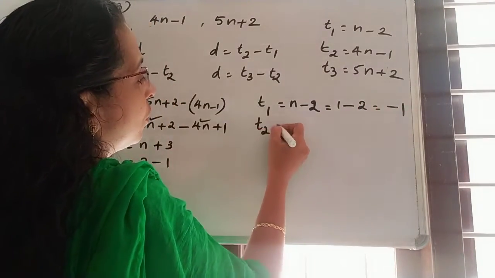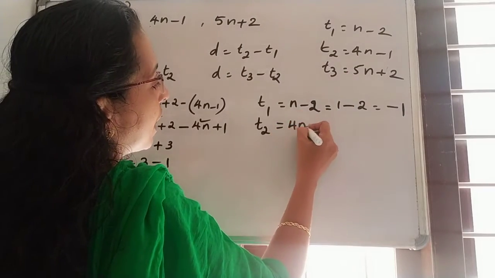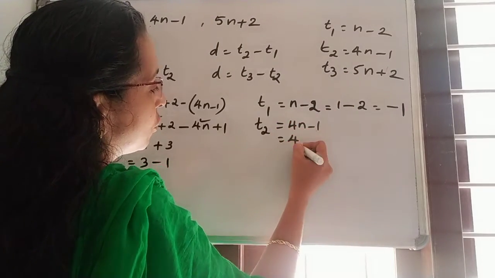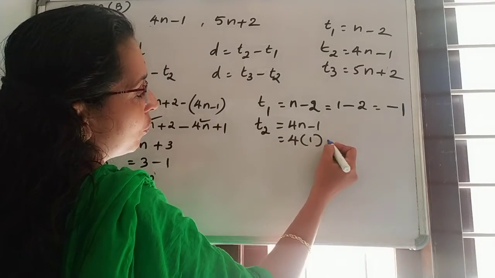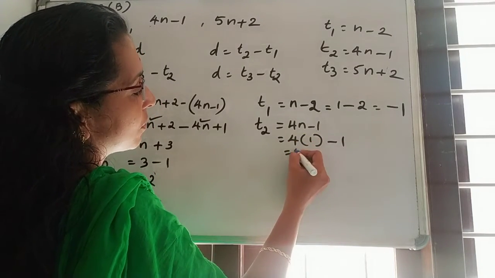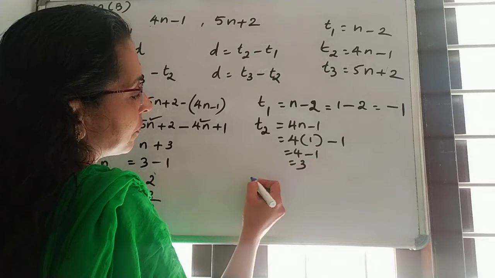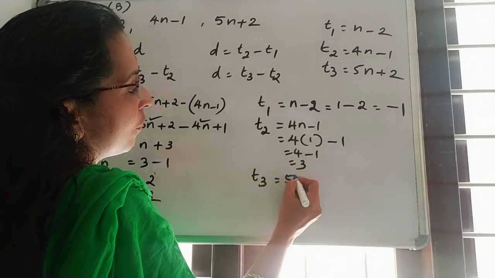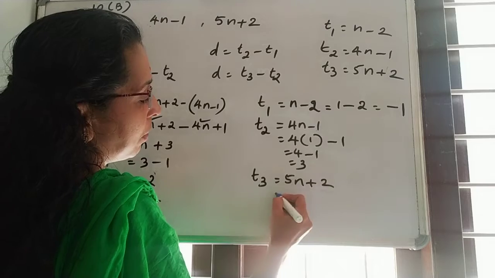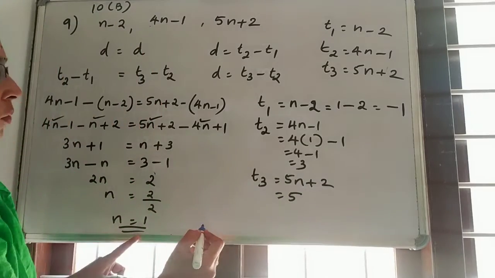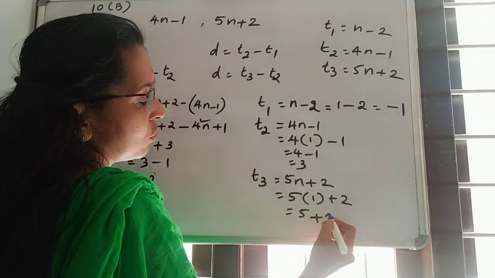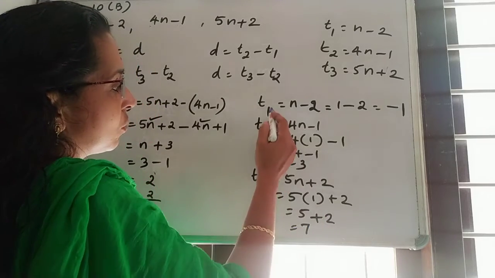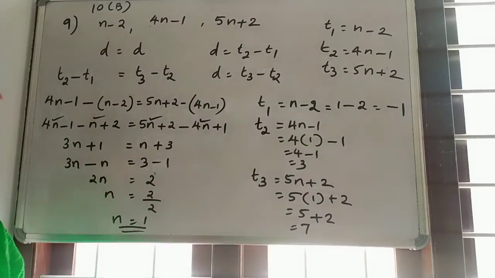What about T2? T2 is 4n minus 1. So 4 into n, we have 1, so 4 into 1 minus 1, 4 minus 1 is equal to 3. T3 is equal to 5n plus 2, that means 5 into n value 1 plus 2. So 5 plus 2 is equal to 7. So T1, T2, T3 we got as negative 1, 3 and 7.